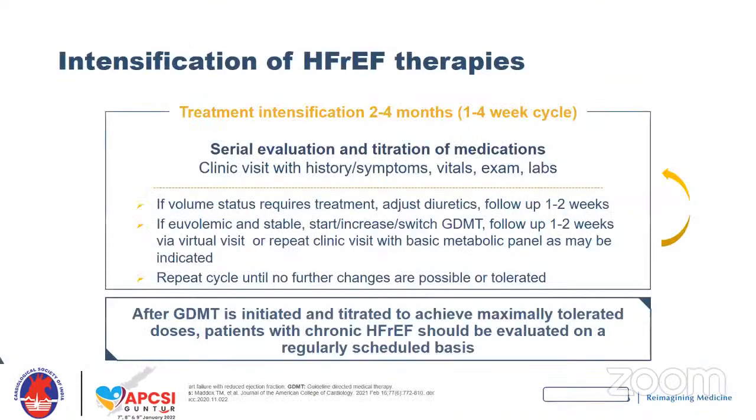How to achieve optimal therapy? The treatment intensification is seen in the first 2 to 4 months, in 1 to 4 week cycles, with serial evaluation of patients' symptoms, vitals, examination findings, and lab findings. If the volume status requires treatment, adjust the diuretics, follow up in 1 to 2 weeks. If euvolemic status is achieved and the patient is stable, either start, increase, or switch to the GDMT, follow up every 2 weeks. After GDMT is initiated and titrated to achieve maximally tolerated doses, patients with chronic heart failure should be evaluated on a regularly scheduled basis.